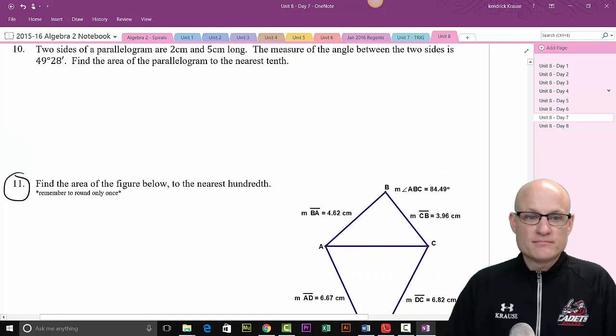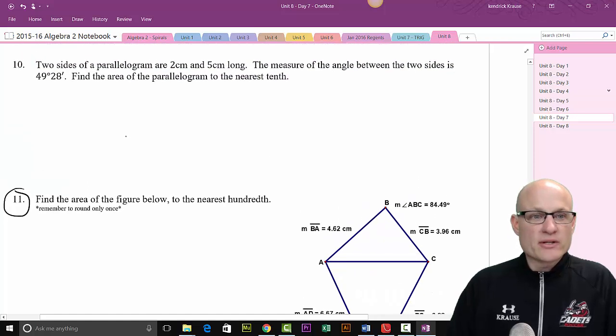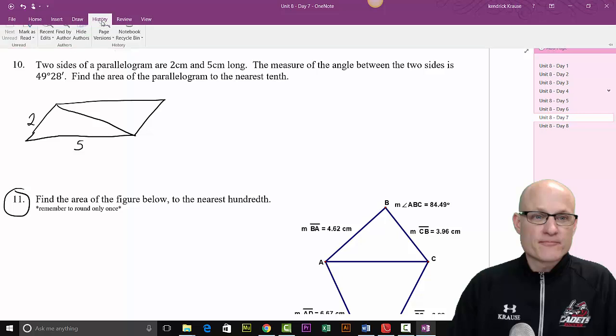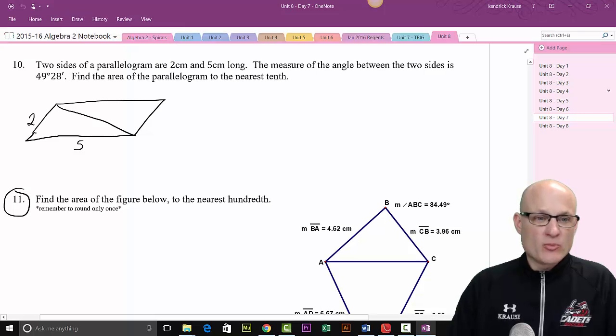Two sides of a parallelogram are 2, so I need a parallelogram. So the two sides of the parallelogram are 2 and 5 centimeters. The measure of the angle between the two sides is 48 degrees, 28 minutes. Find the area of the parallelogram to the nearest tenth.